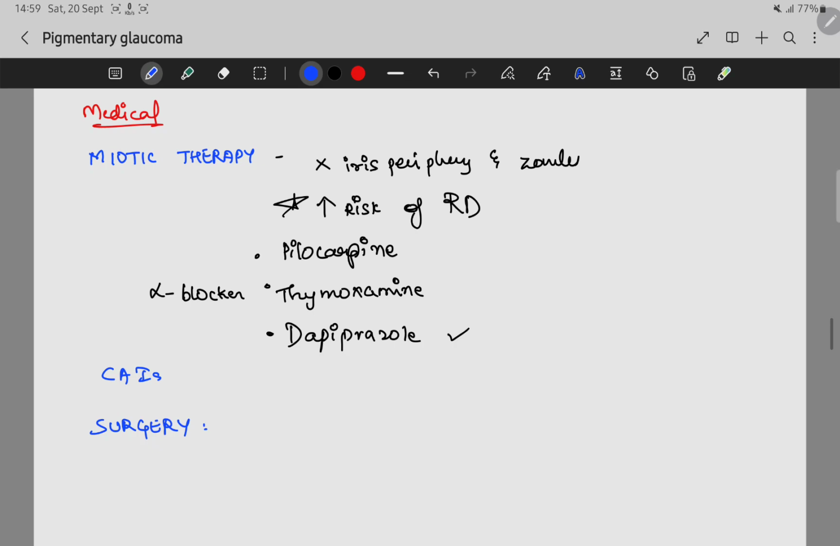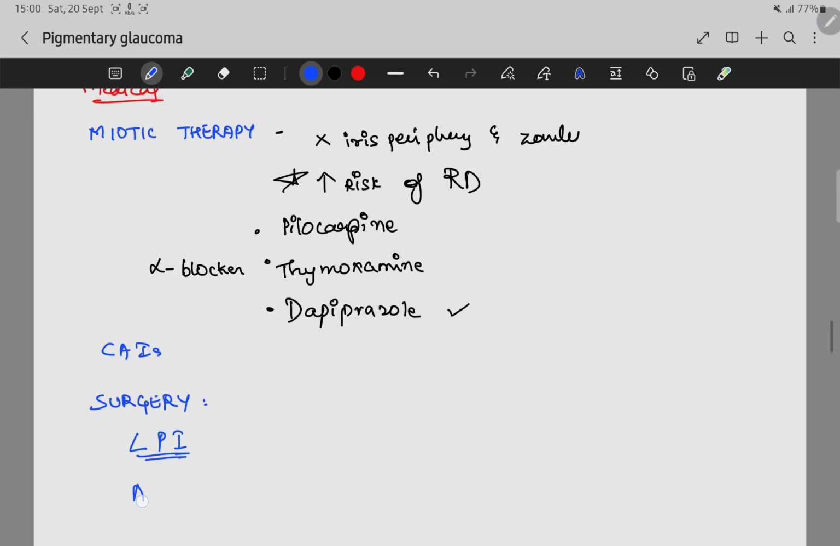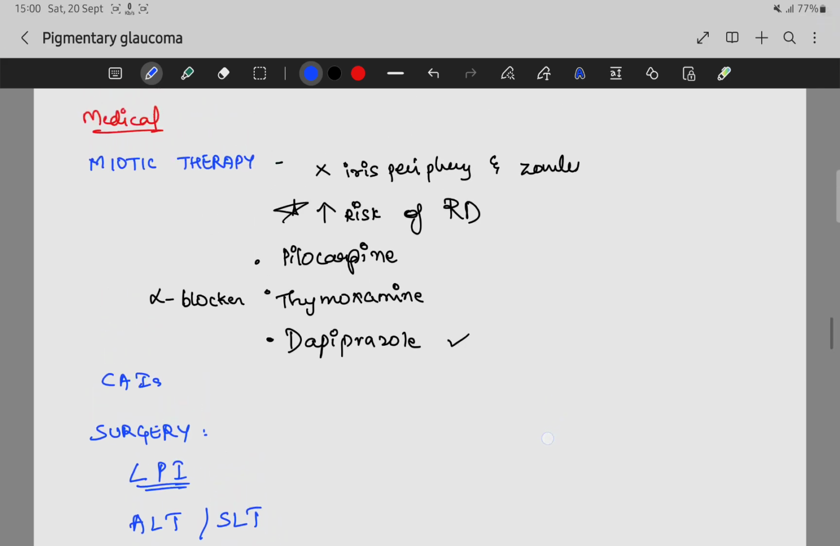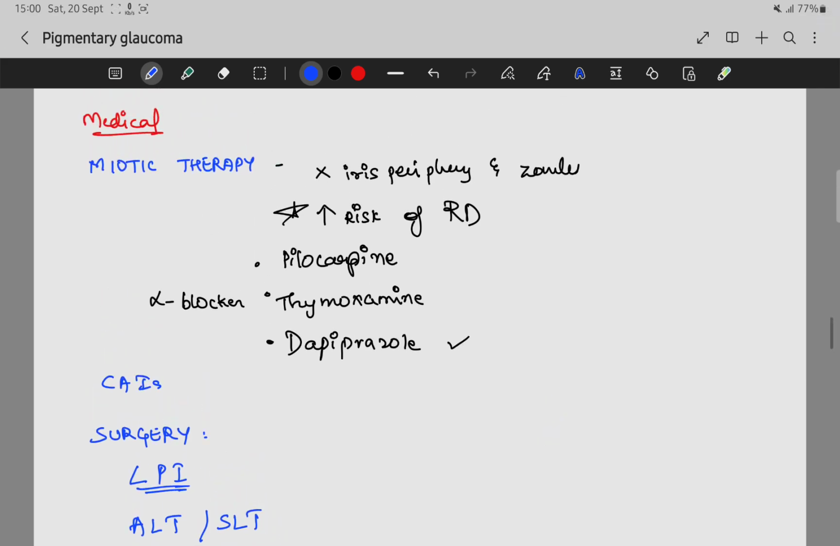And coming to the surgical therapy, we have to perform laser peripheral iridotomy in these cases, which relieves the posterior iris bowing, causing easy flow of aqueous over and below. We can also perform argon laser trabeculoplasty or selective laser trabeculoplasty and filtering surgeries. We'll go into the details of these surgeries in a separate class, but here we'll just discuss what is important related to this specific topic, right?